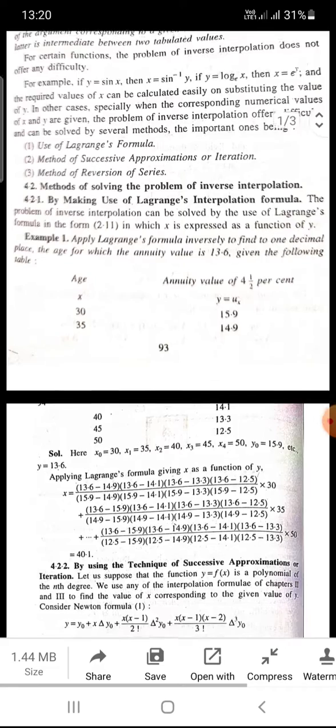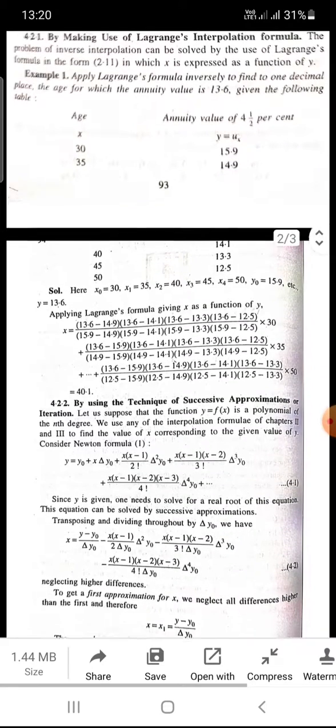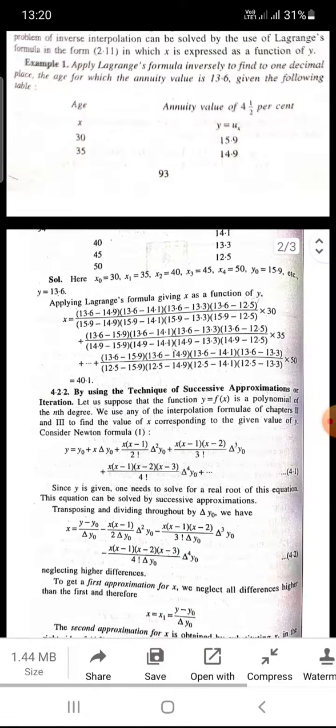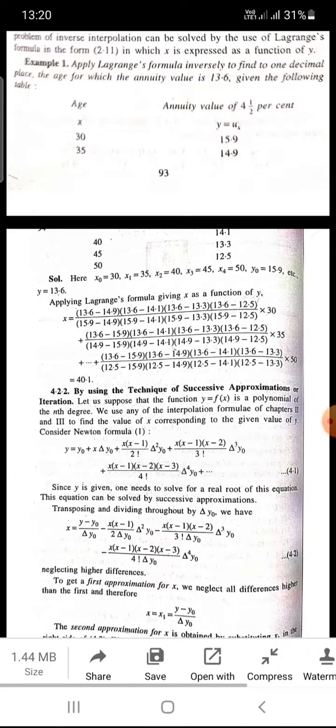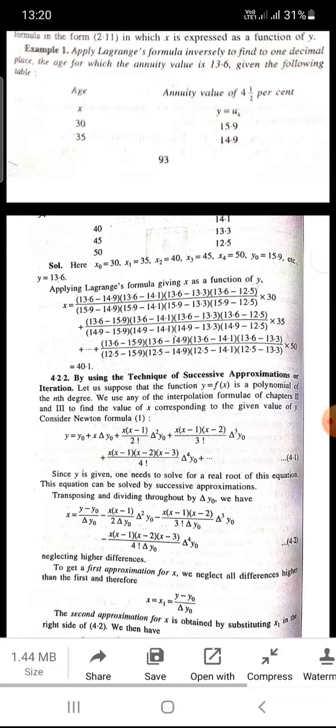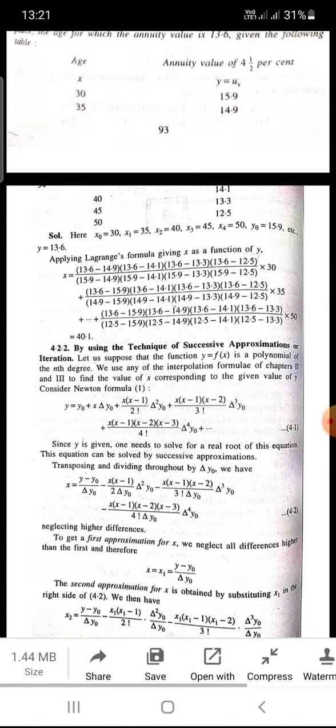So here we can say that x0 is equal to 30, x1 is equal to 35, x2 is equal to 40, x3 is equal to 45, x4 is equal to 50, y0 is equal to 15.9, etc., and y is given as 13.6. Applying Lagrange's formula with x as a function of y and putting in the values, after calculating, x will be 40.1.